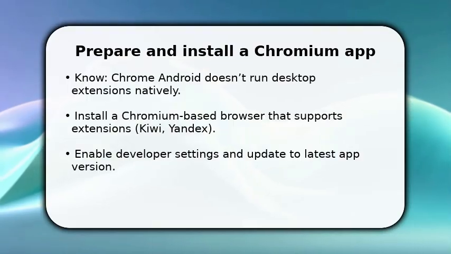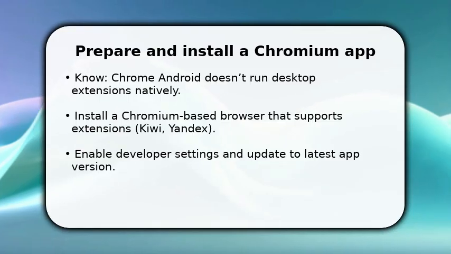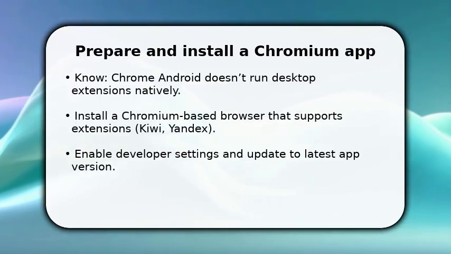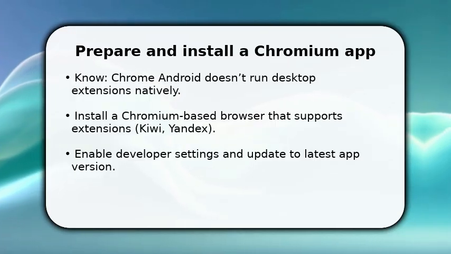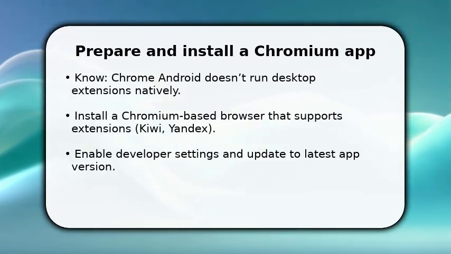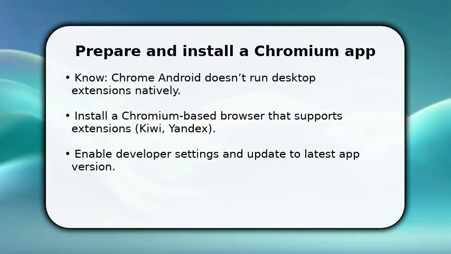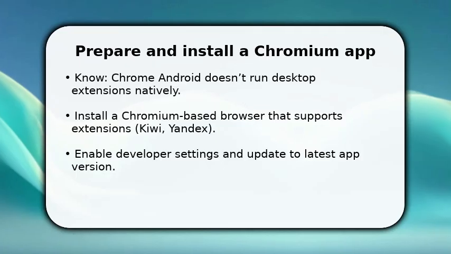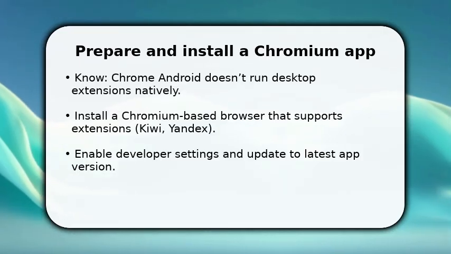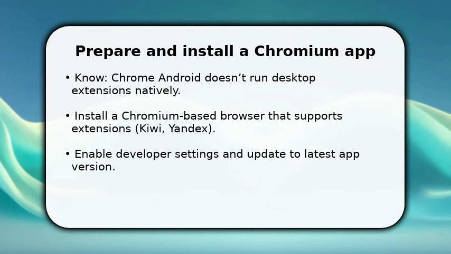You'll start by acknowledging one key fact. Chrome for Android won't load desktop extensions. Once you accept that, install a Chromium-based browser that supports desktop extensions, like Kiwi or Yandex. Make sure the app is up to date, then open its settings and enable developer or experimental features if present. This initial move gets you to an environment that can host extensions, so you can proceed to add and manage the exact extensions you need.